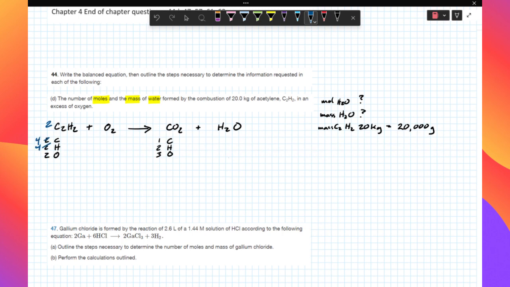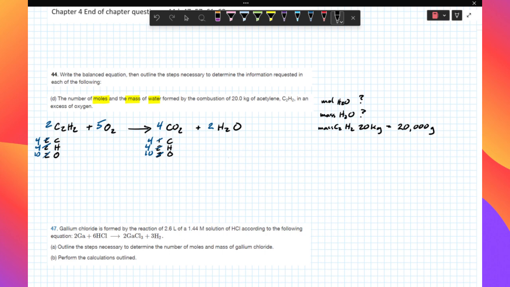That gives us four carbons. That gives us 8, 9. So we're not quite there. That would give us 10, and 4 there. That's what we needed. So now we've just got our oxygens, and we can simply multiply that by 5, and that gets us to 10 total. And now we're balanced. So we've got our balanced equation.